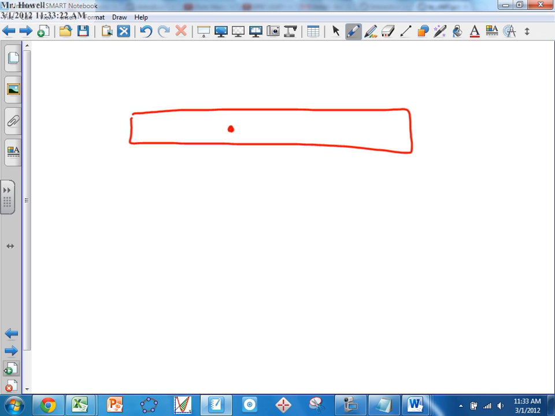So let's imagine a force acting down with a magnitude of 50 newtons at a fulcrum length of, let's say, 8 meters.